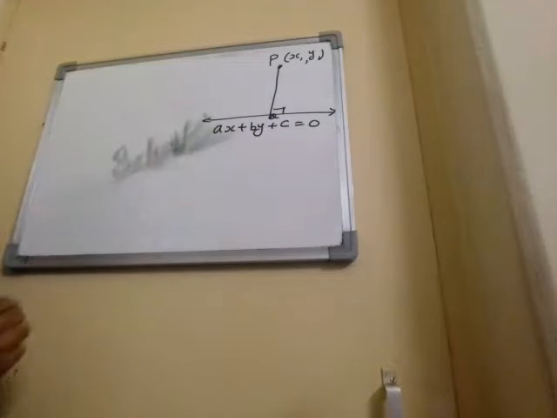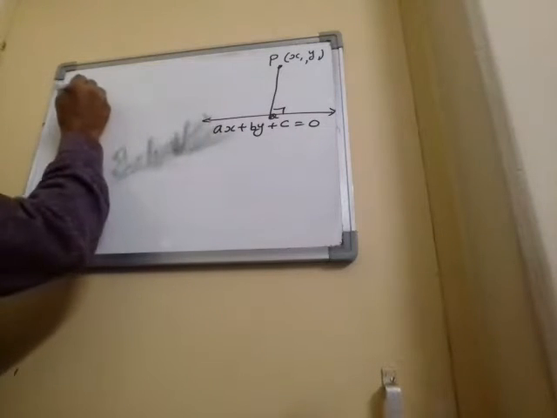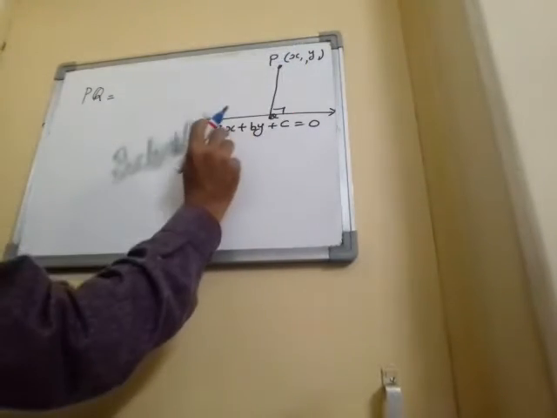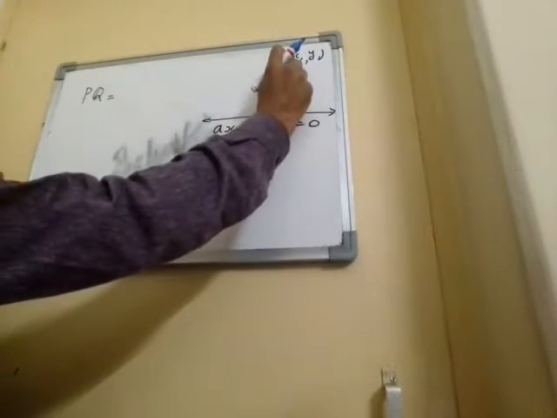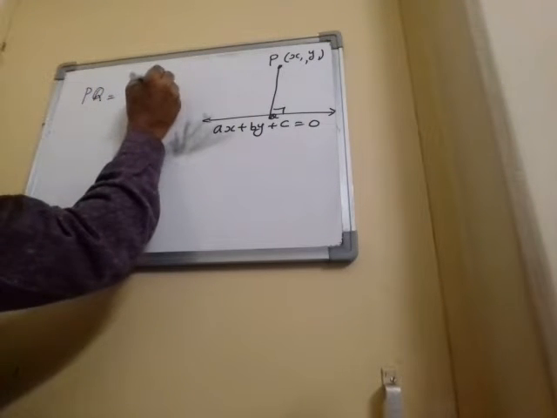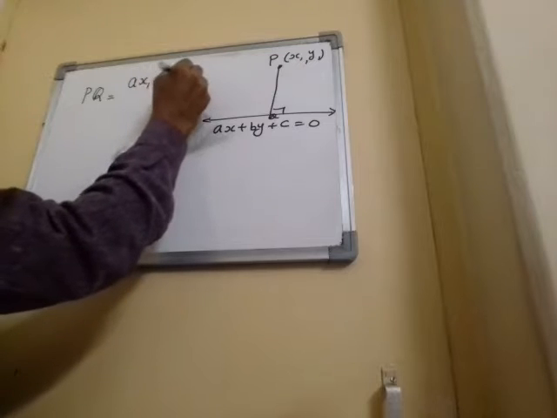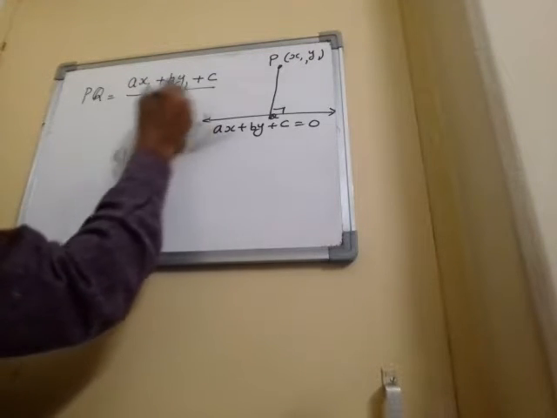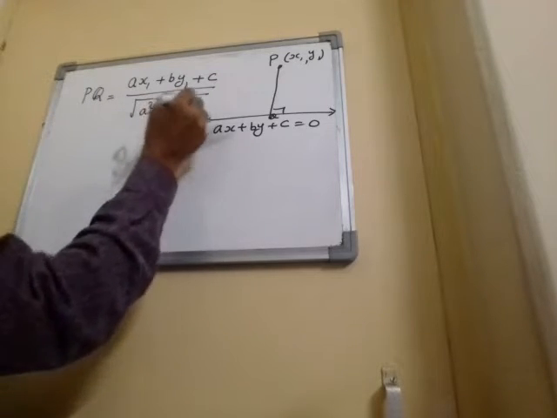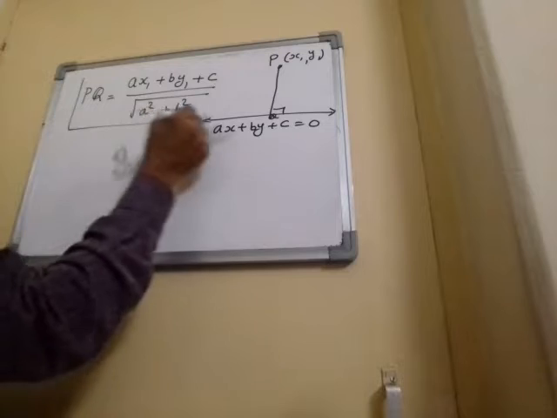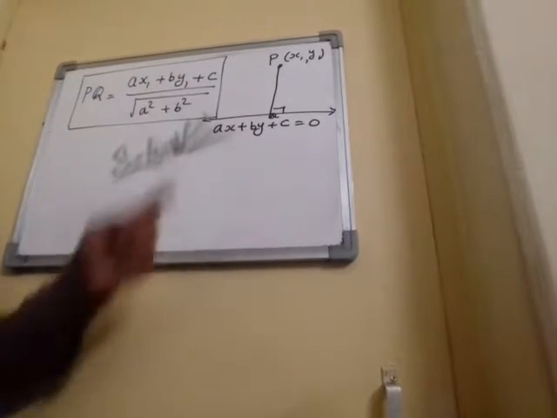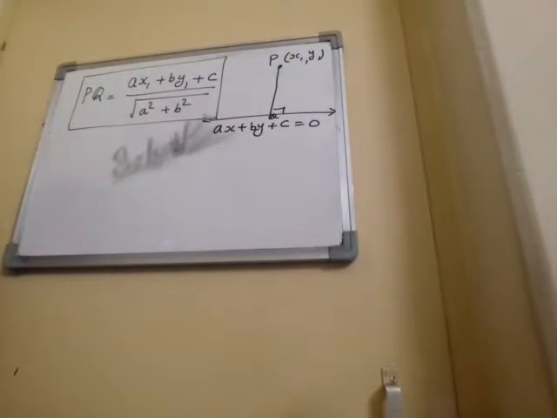We can calculate the distance PQ by using the formula. So PQ equals, replace x and y with this point (x1, y1), that is |a x1 + b y1 + c| by root of a square plus b square. So this is a new formula where we can calculate the distance from a point to a line.